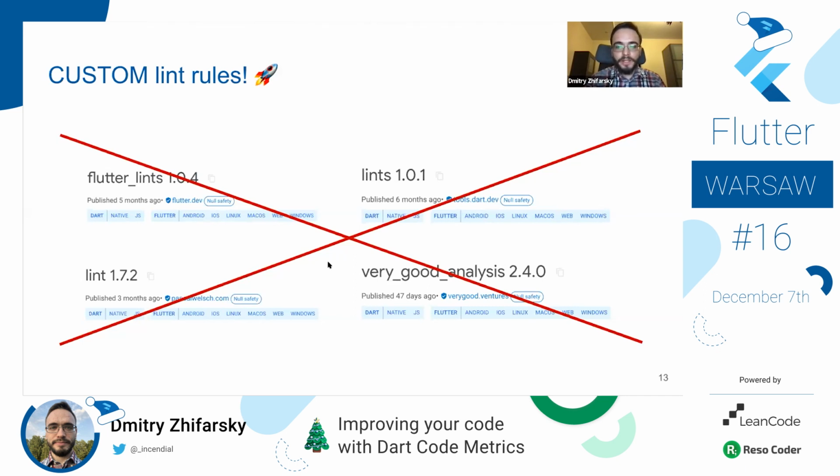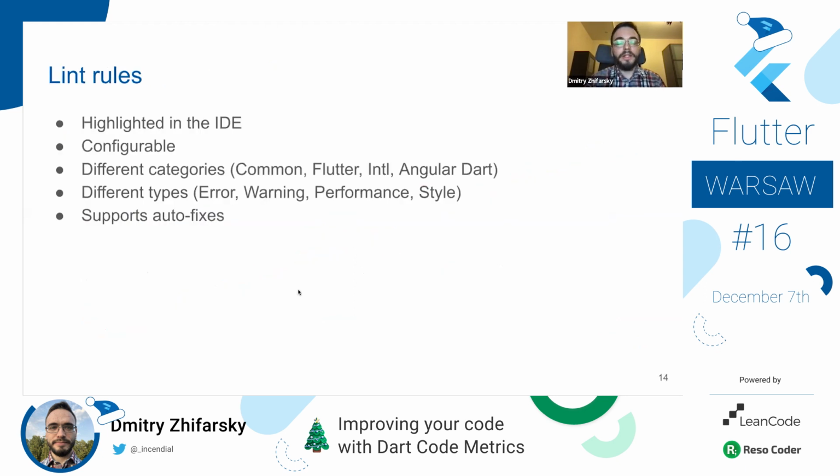Let's talk about rules in overview, and then we'll talk about the exact rules. Our lint rules are highlighted in the IDE. The most important thing to mention is that if you install Dart Code Metrics as a plugin, you will see rules that you list in the Dart Code Metrics config the same as you see analyzer rules right now, because we actually reuse the same API that the analyzer uses.